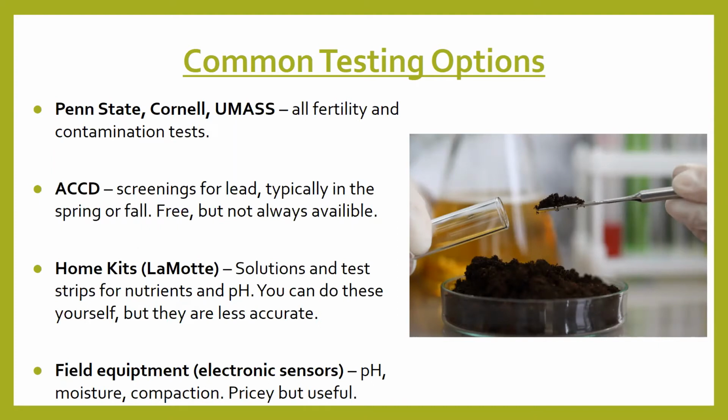So you would have to rely on something like Penn State or Cornell to get a lead test. You can buy some home kits. People like Lamont sell them. This would be a series of test tubes and solutions and sometimes strips that you can dip into your soil once you've shaken it up in the solution. It can give you a rough reading of things like pH or nitrogen or some of the other nutrients.